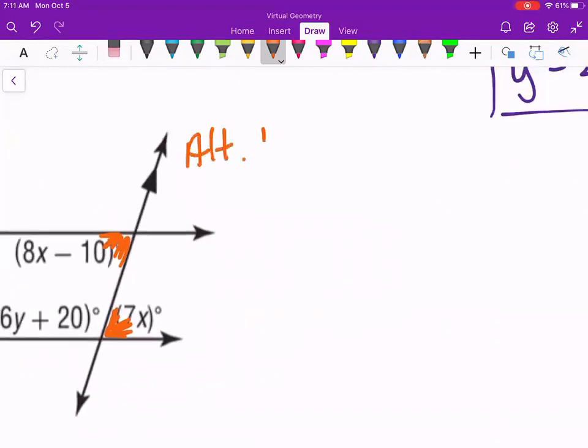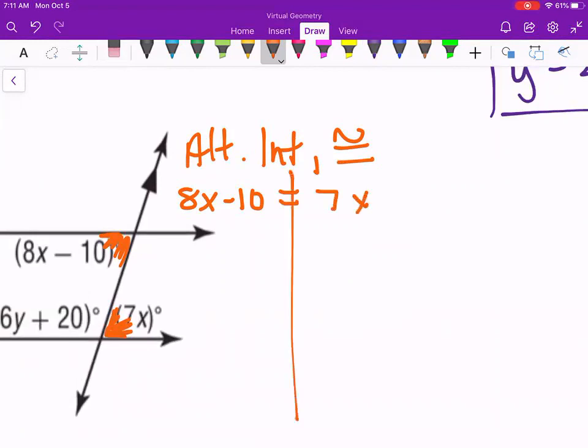So alternate interiors, again, they're supposed to be congruent. So 8x minus 10 is supposed to equal 7x. Let's solve. So we're going to add that 10 back. Oh, I'm sorry, not the 10, sorry.